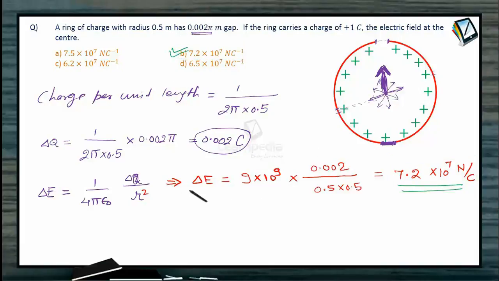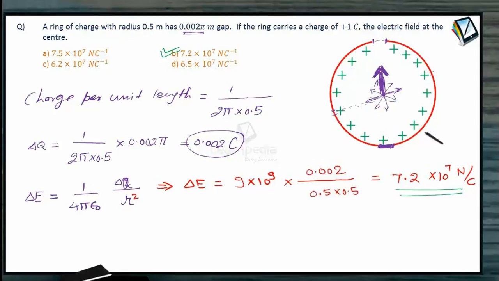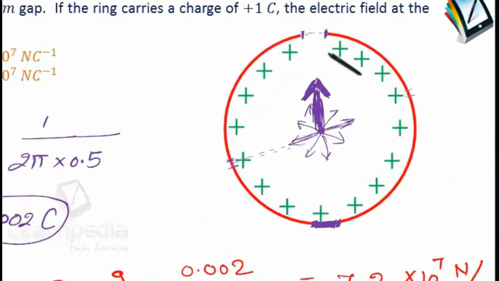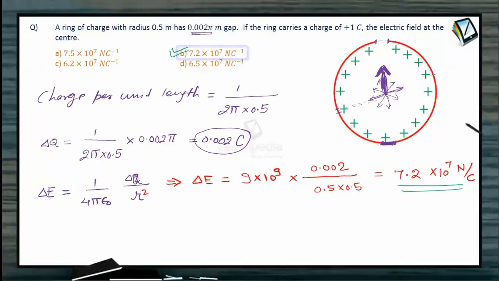So the whole idea in this question was that for the complete ring, the field at the center is 0. If we cut some portion on the circumference of the ring, then the portion diametrically opposite to this segment will be the one producing the field, and that field is not cancelled by any other segment. Otherwise, for the rest of the ring, there is a diametrically opposite segment cancelling the field. So part B will be the correct answer to this question.